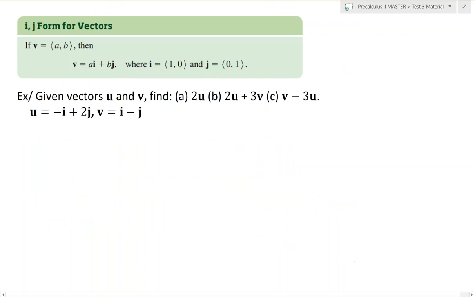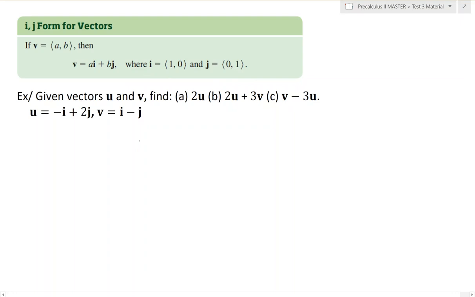Another form for vectors is ij form. So if v is the angle bracket a, b, then v can be represented as a i plus b j. The i and j vectors are unit vectors. i is the unit vector 1, 0, and j is the unit vector 0, 1. So when you're using ij form, you're really just adding or subtracting multiples of the i and j vectors. So let's try it out in this form.